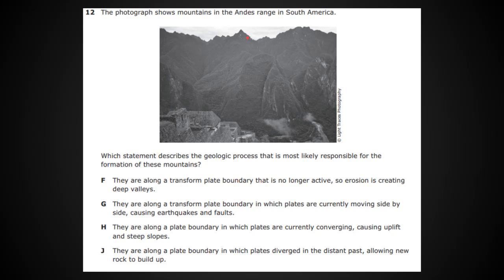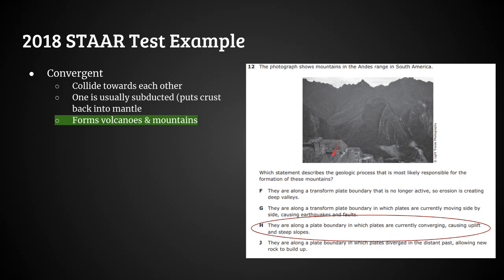See this picture here, it's asking what geological process probably created these mountains, and for that we would say plates converging, coming together, causing an uplift. Because as we saw earlier, it forms volcanoes and mountains.